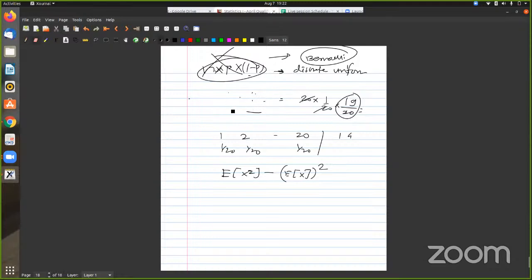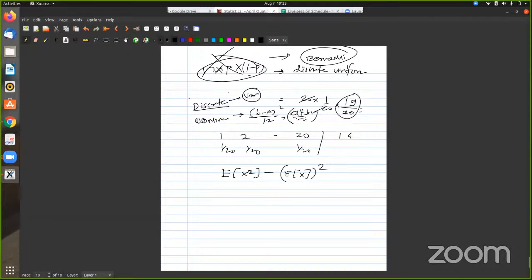Sir, uniform is continuous, right? There are two particular types: one is discrete uniform and one is continuous uniform. There is a formula for the variance of the discrete one also. For continuous it's (b minus a) square by 12, and the density is 1 upon b minus a. But n square minus 1 upon 12, this formula is there for discrete, though I'm forgetting it.